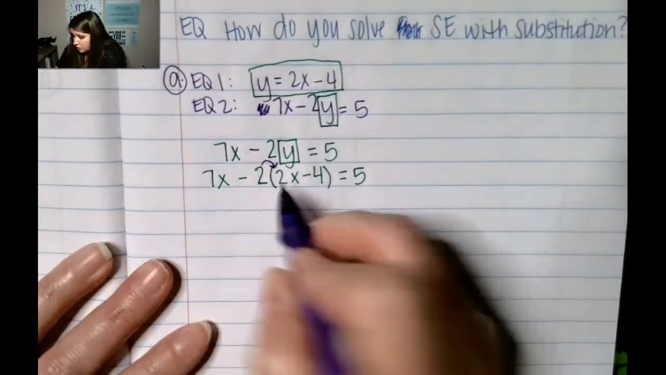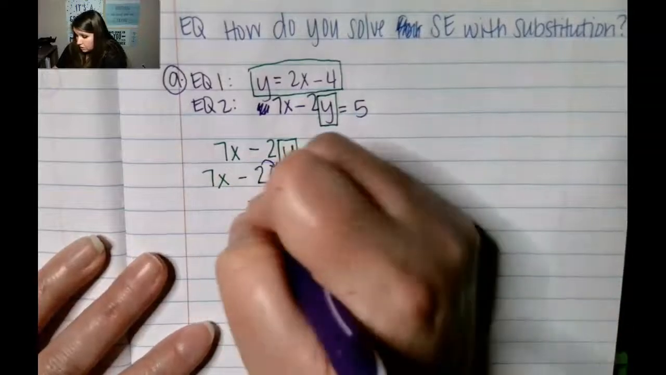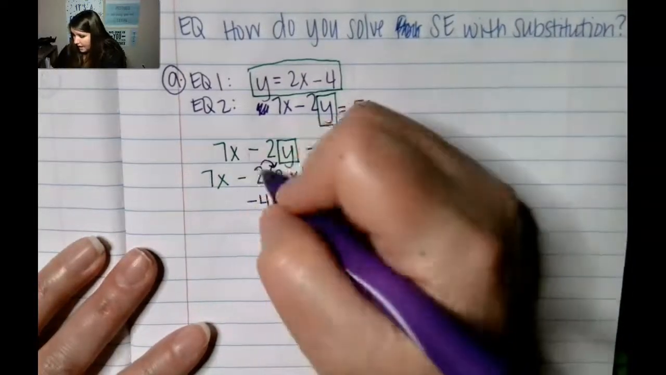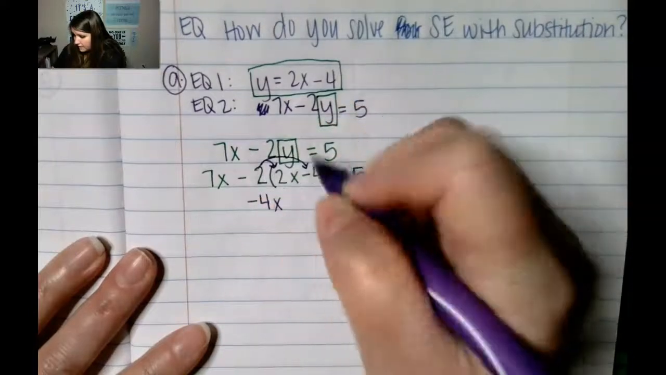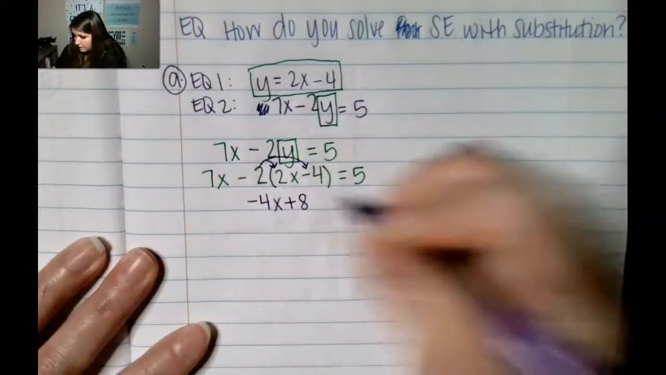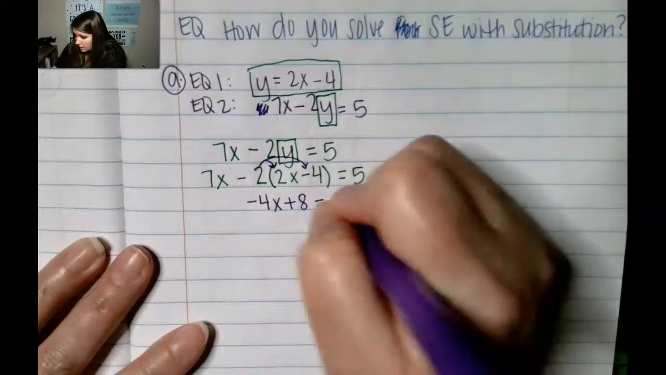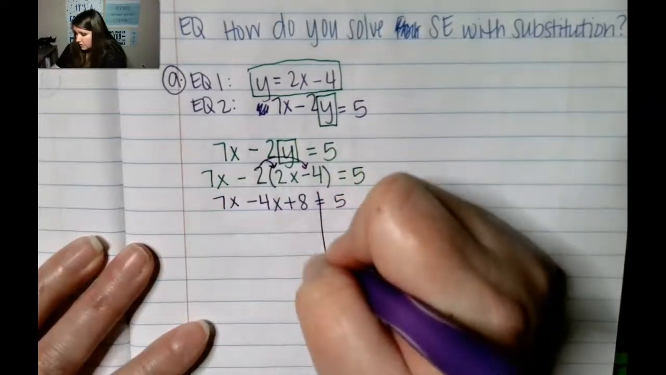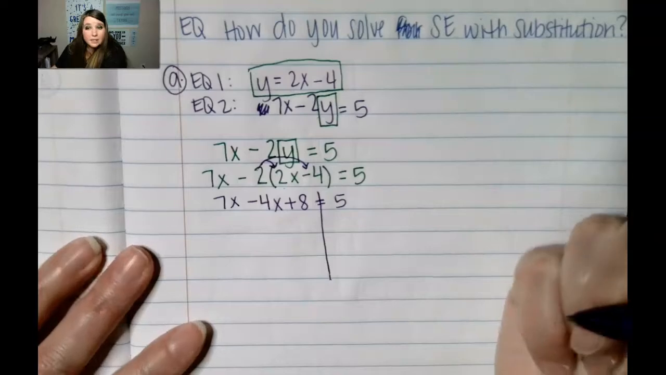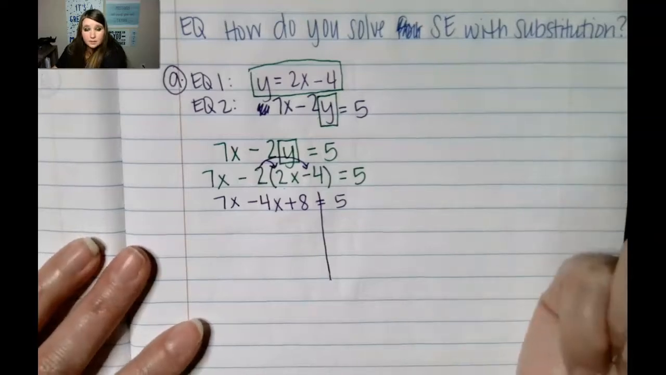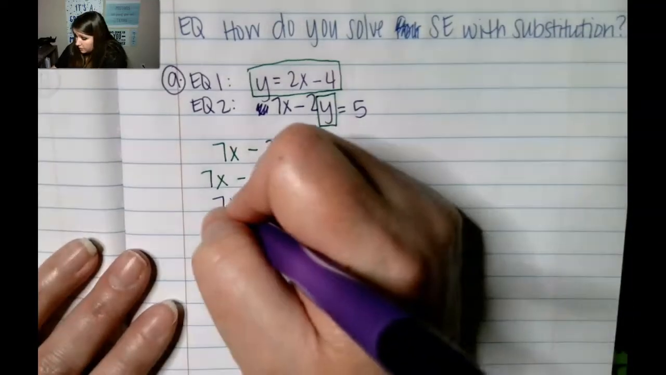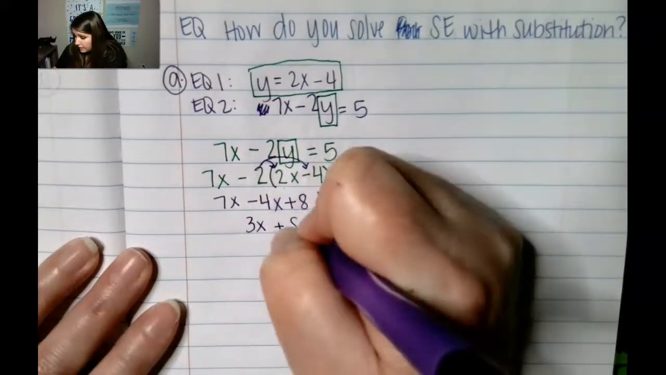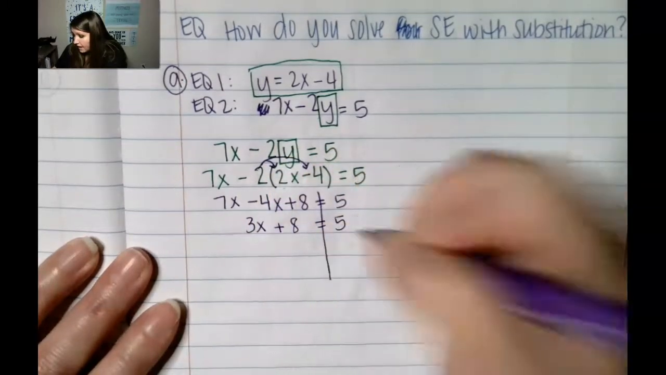I have negative 2 times a positive 2, which gives me negative 4x. And then I have negative 2 times negative 4, which gives me positive 8. And then again, I'm just going to drop the rest of the information down and continue to solve. Now we're going to go back to combining like terms. Things that are the same go together. So 7x minus 4x gives me 3x plus 8 equals 5.